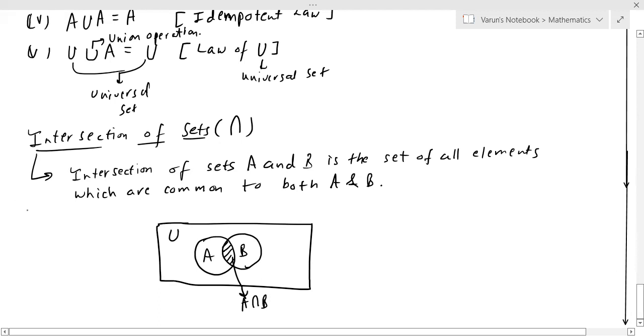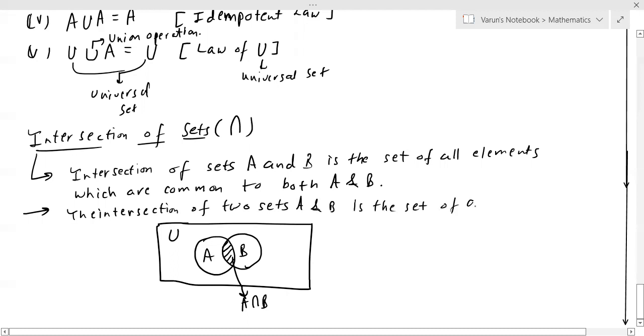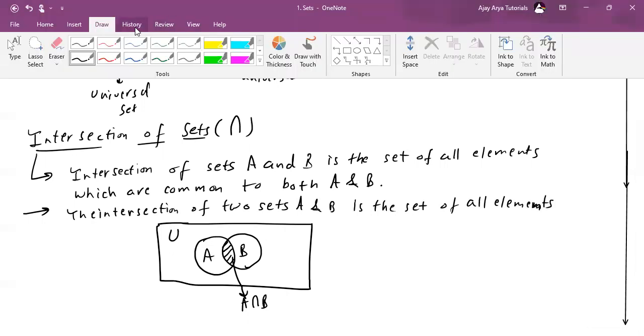So another definition is the intersection of two sets A and B is the set of all elements. Let me just create some space here.